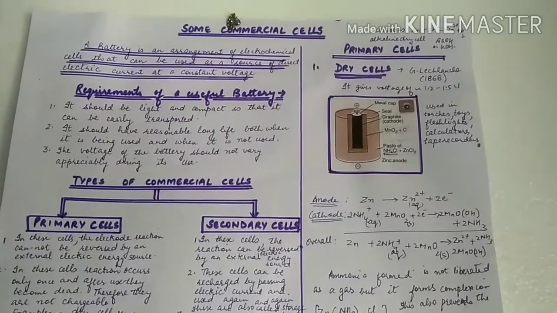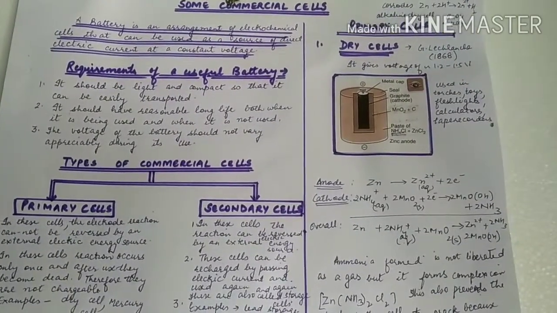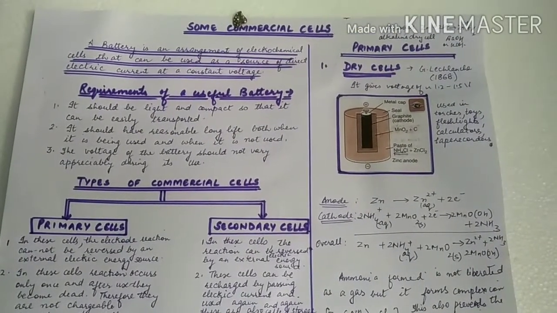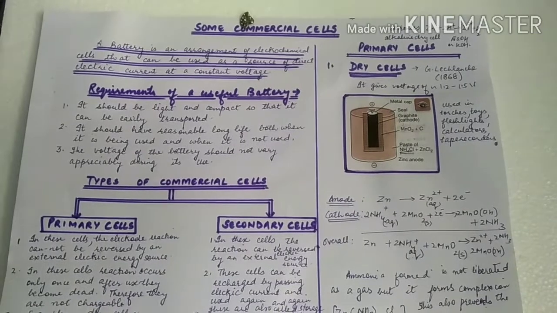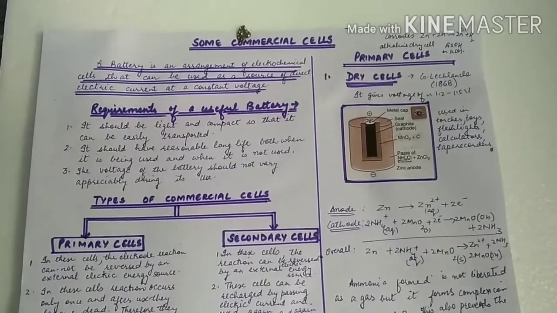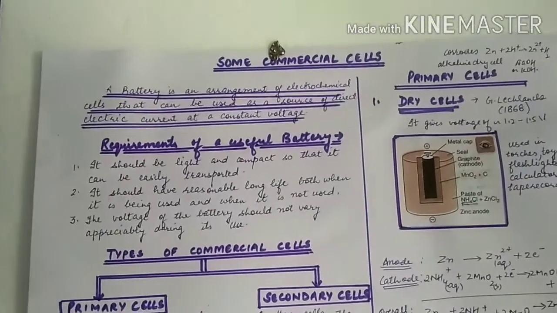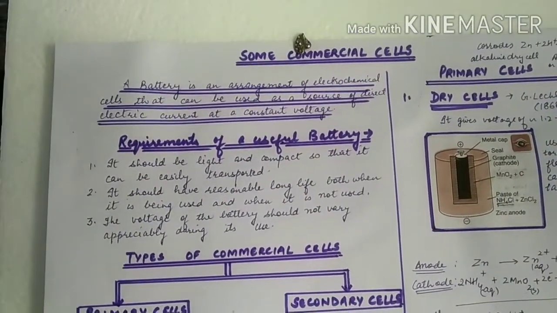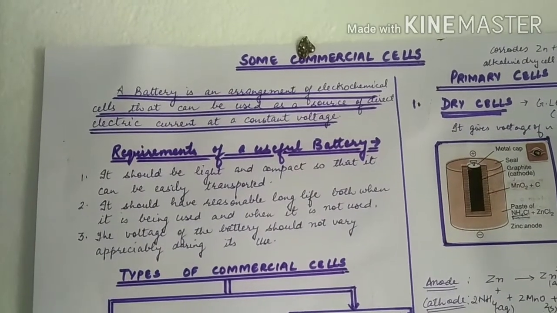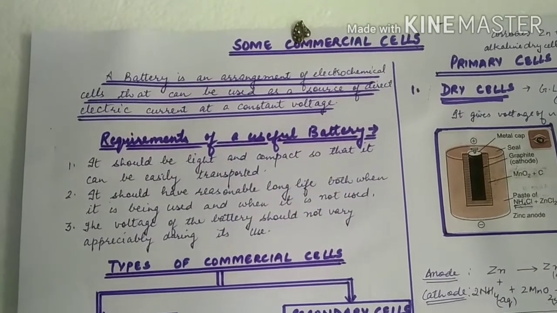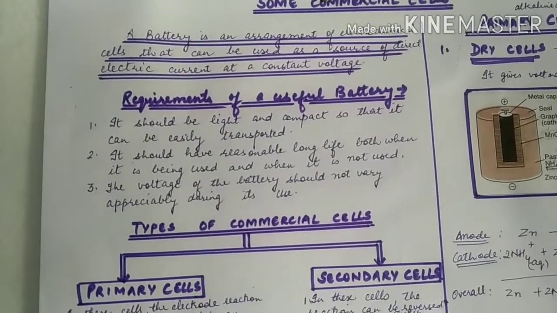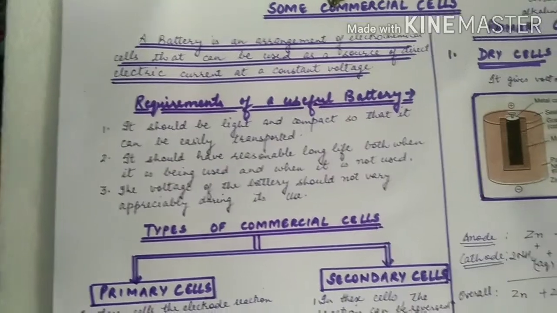One of the main uses of galvanic cells is the generation of portable electrical energy. These galvanic cells are popularly known as batteries, and this is our topic for today, some commercial cells. A battery is an arrangement of electrochemical cells that can be used as a source of direct electric current at a constant voltage.